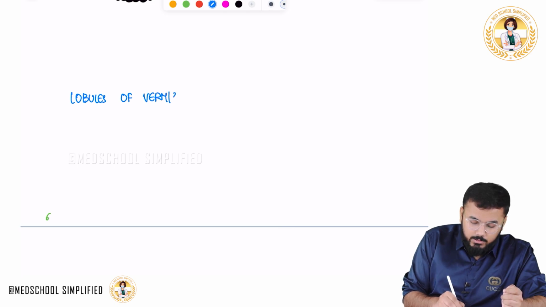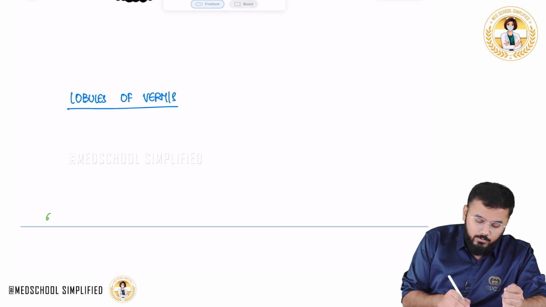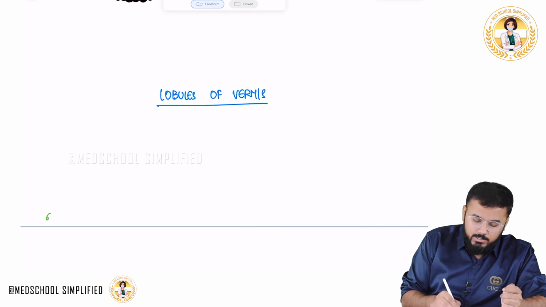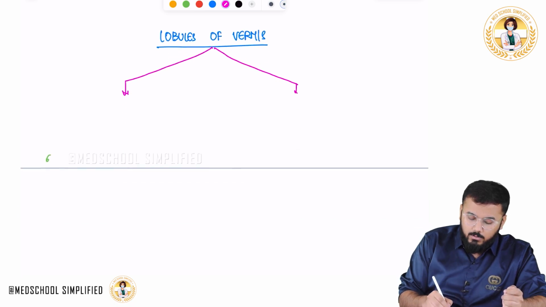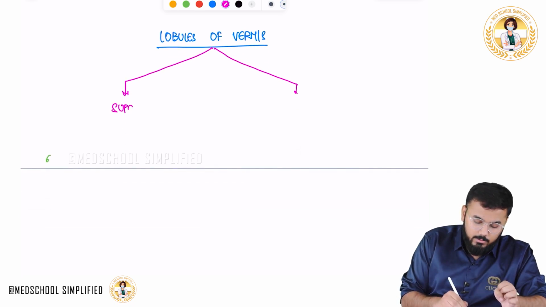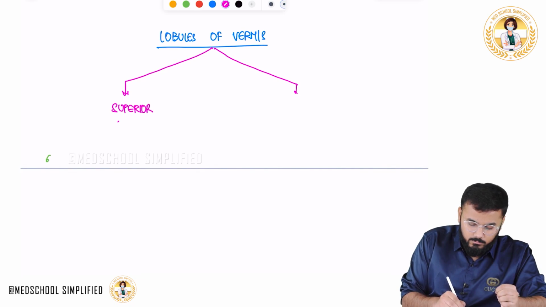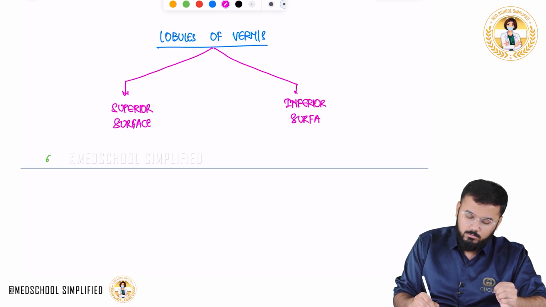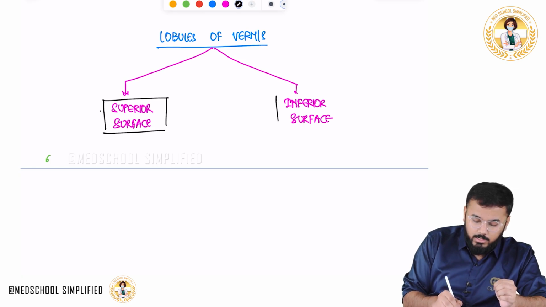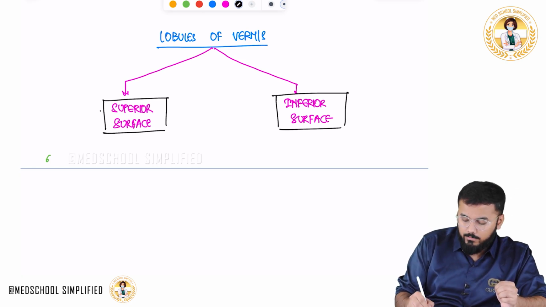Lobules of your vermis. We shall discuss it like this. Lobules of the vermis are divided into two groups: one is called the superior surface and the other is called the inferior surface. Superior surface lobules and the next one is called your inferior surface lobules.